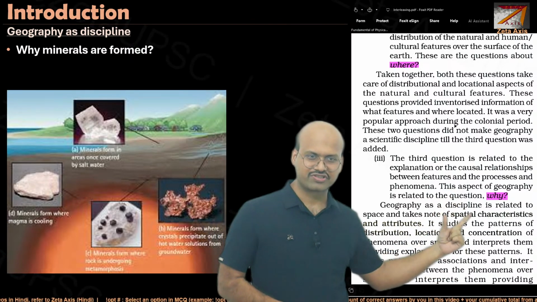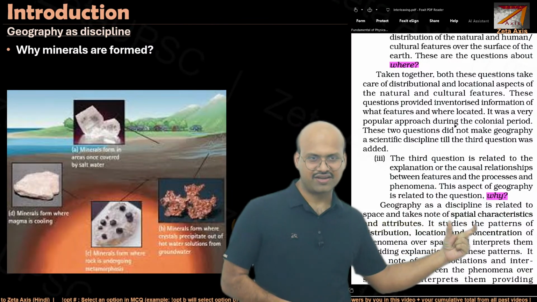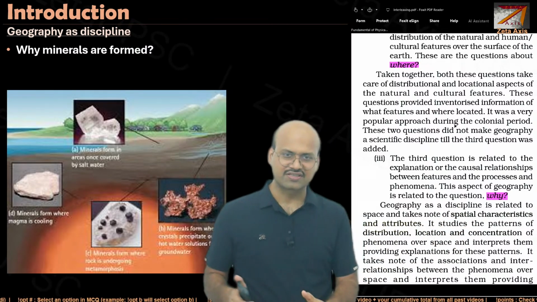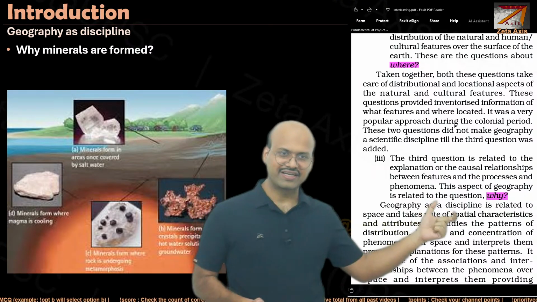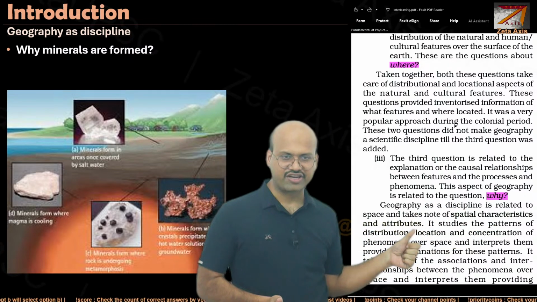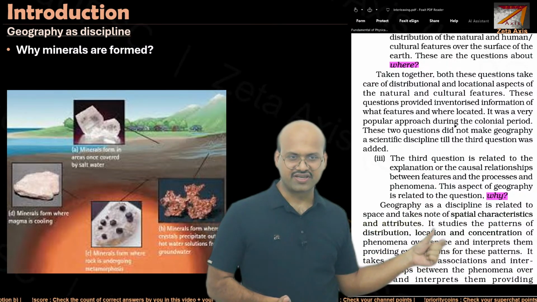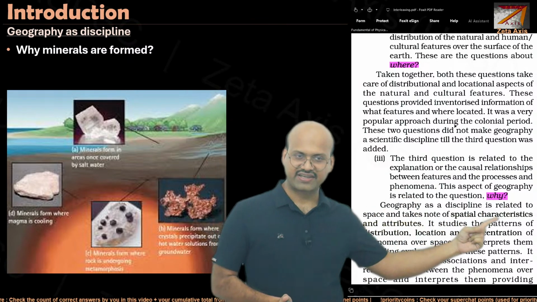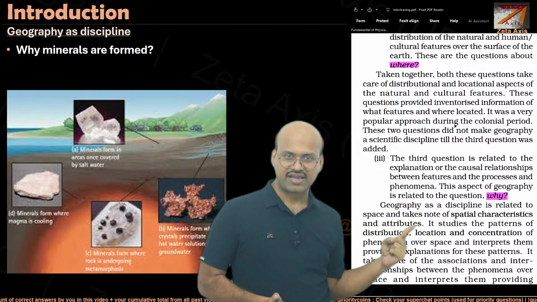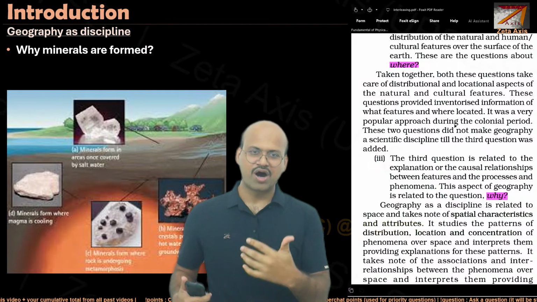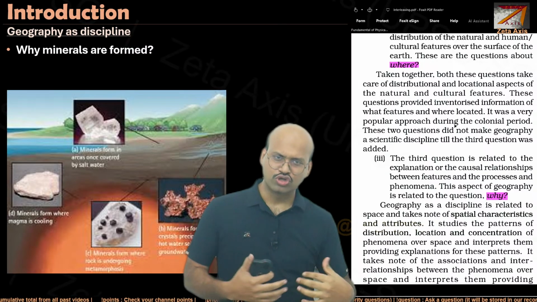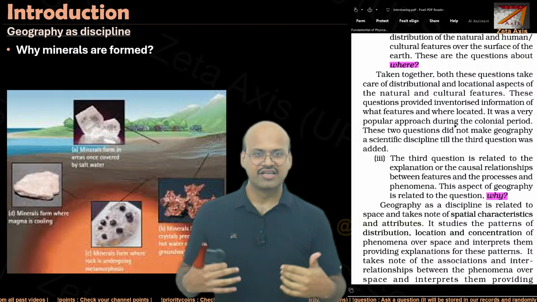It studies the patterns of distribution, location, concentration of phenomena over space and interprets them, providing explanation for these patterns. So what is this spatial? If you do not understand the word spatial, it just means space or the area. So it studies spatial characteristics and attributes. So in geography we study for a given area its characteristics and its attributes. Attributes could be any attributes. It could be like desert, it could be like mountain, it could be like monsoon region, it could be like equatorial region.